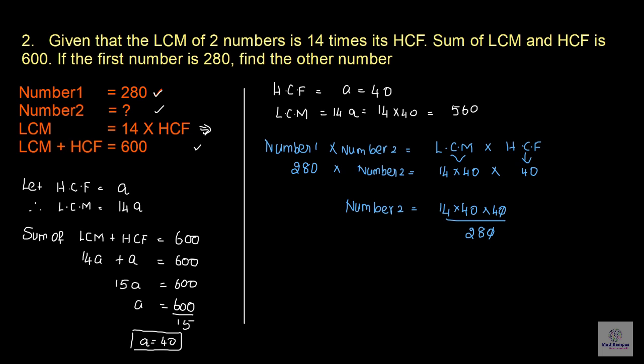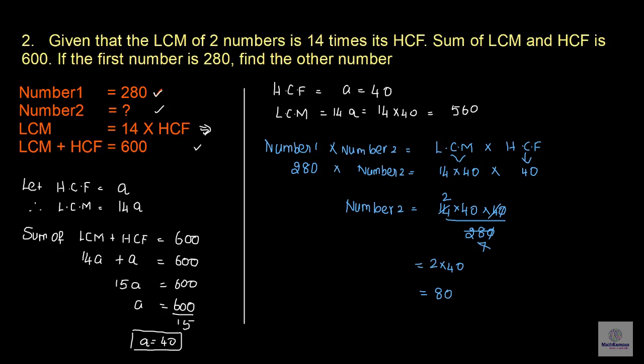4 tables 28, 7 times. 7 tables 14, 2 times. So 2 into 40, number 2 is nothing but 80. So ரெண்டு ப்ராப்ளம்லையுமே relationship between LCM, HCF and product of two numbers யூஸ் பண்ணியிருக்கோம்.